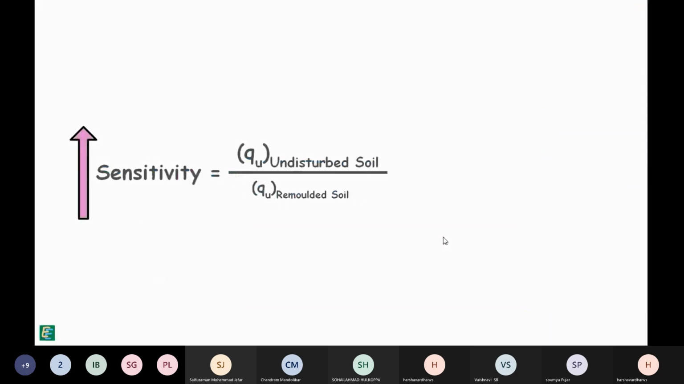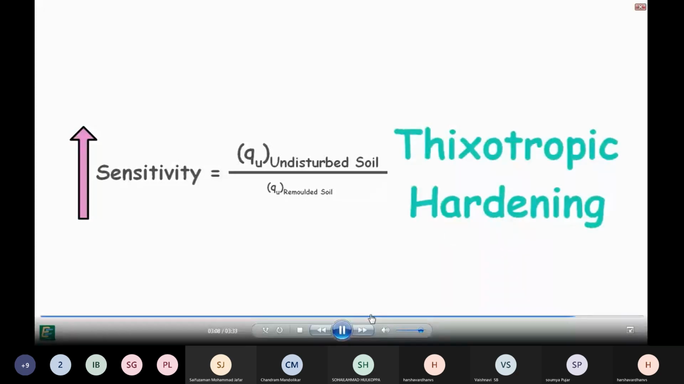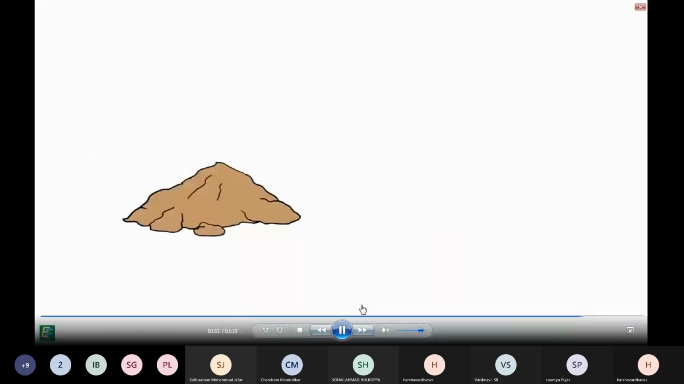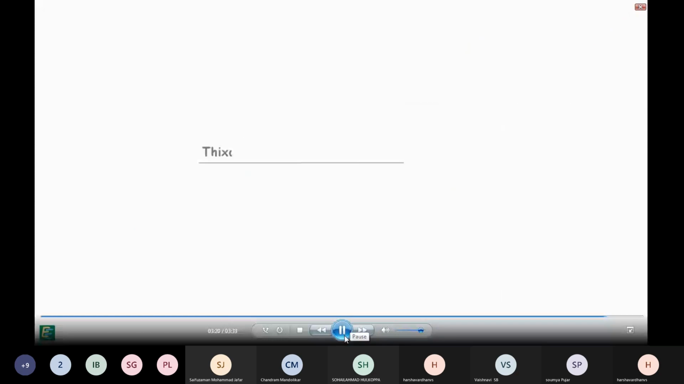So the sensitivity is always going to increase, and this is called thixotropic hardening. On remolding, the soil becomes soft as it loses strength, and with the passage of time it will harden, but only a little. It won't return to its original state.